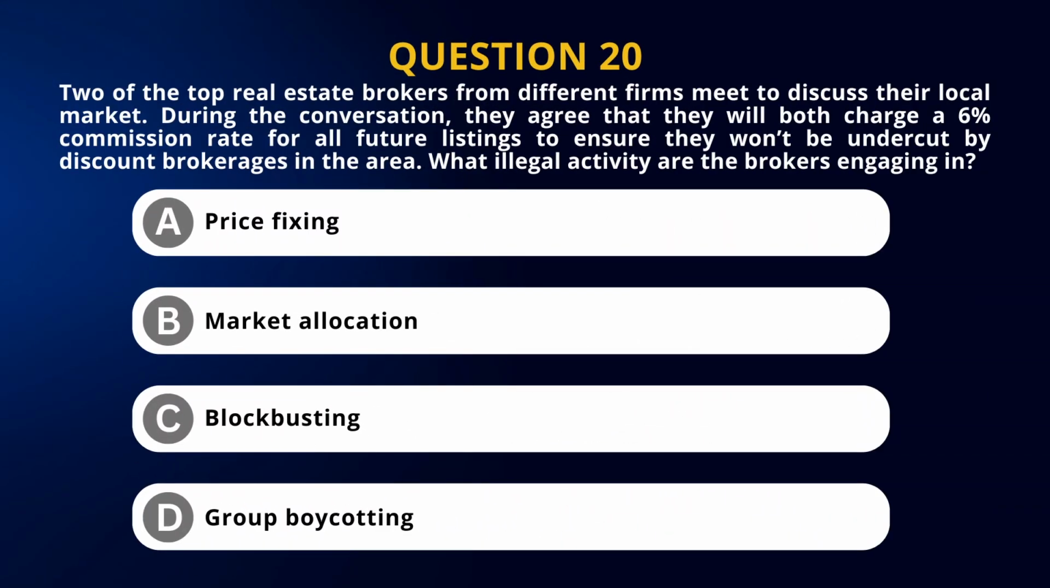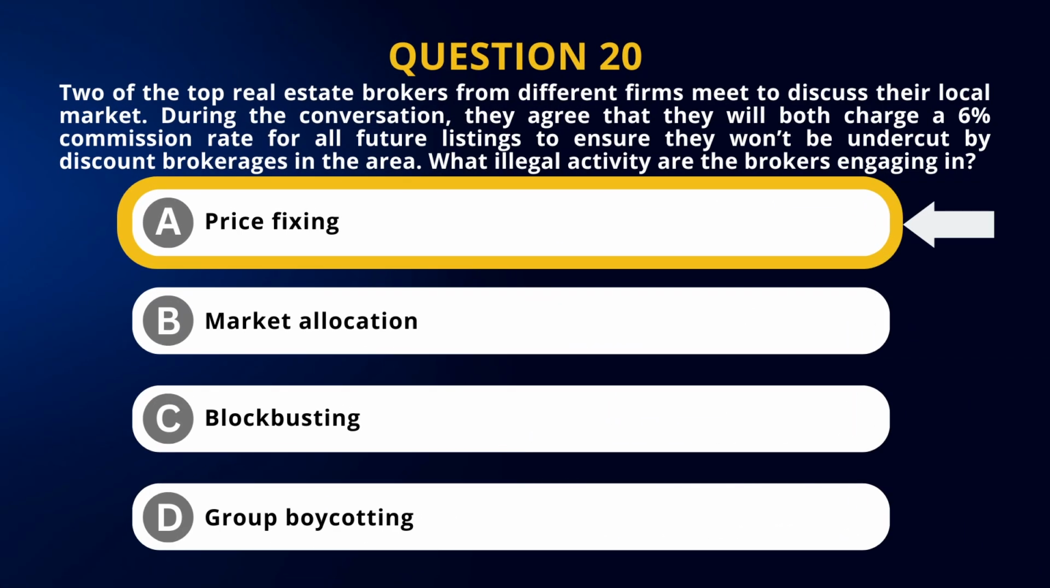Question number 20. 2 of the top real estate brokers from different firms meet to discuss their local market. During the conversation, they agree that they both will charge a 6% commission rate for all future listings to ensure that they won't be undercut by discount brokerages in the area. What illegal activity are the brokers engaging in? Letter A, price fixing. Letter B, market allocation. Letter C, blockbusting. Letter D, group boycotting. And the answer is letter A, price fixing.